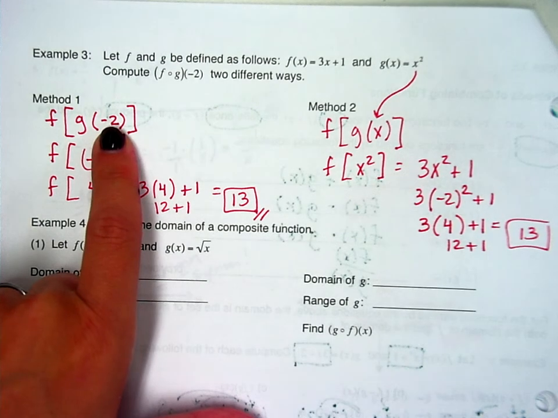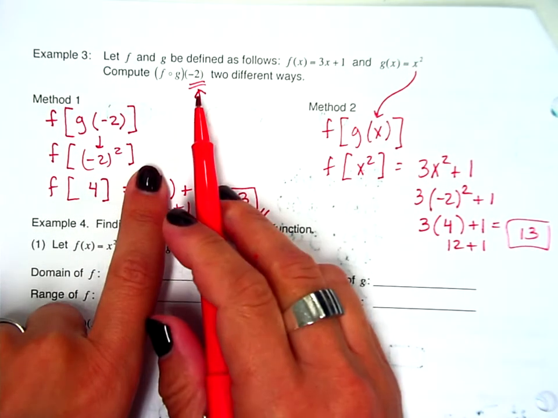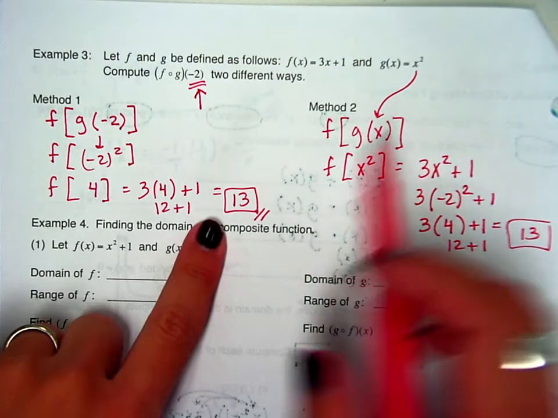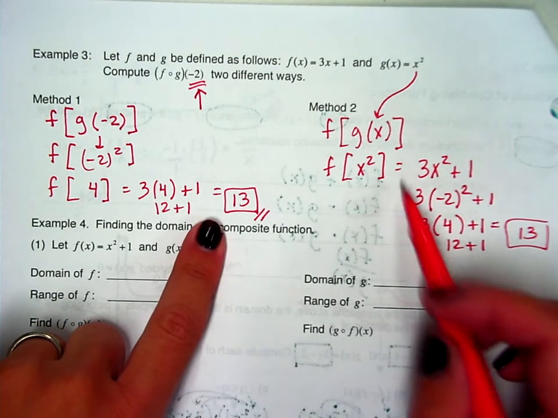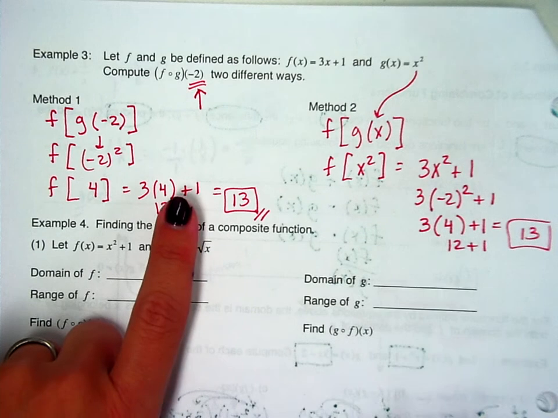So when you have an actual number that you're evaluating it for, you can do it either way. You can plug in the number and evaluate it first throughout, or you can evaluate it symbolically, get that symbolic function, and then plug in the value at the end. It's totally up to you how you want to do that. Okay?